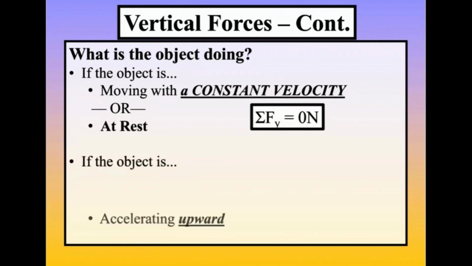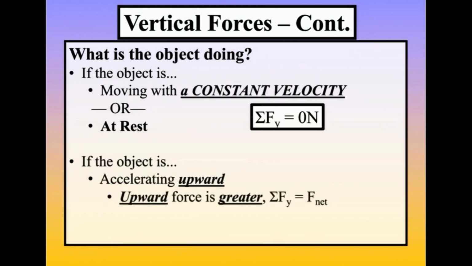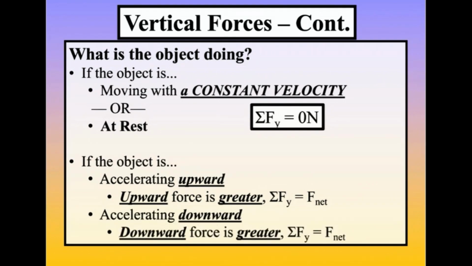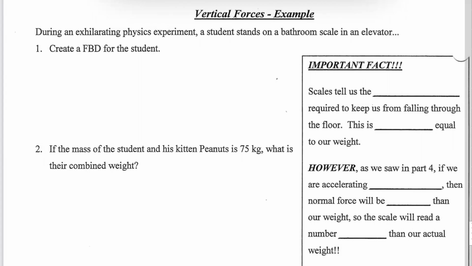But if the object is accelerating upward, then we'll find that the upward force is greater, and the sum of the forces in the y direction is equal to F net. If it's accelerating downward, then the downward force is greater, and we still get the sum of the forces will be equal to our net force. An important note here, so we're going to choose the direction of motion to be the positive direction in our equations. Now let's take a look at an example of a vertical force problem.